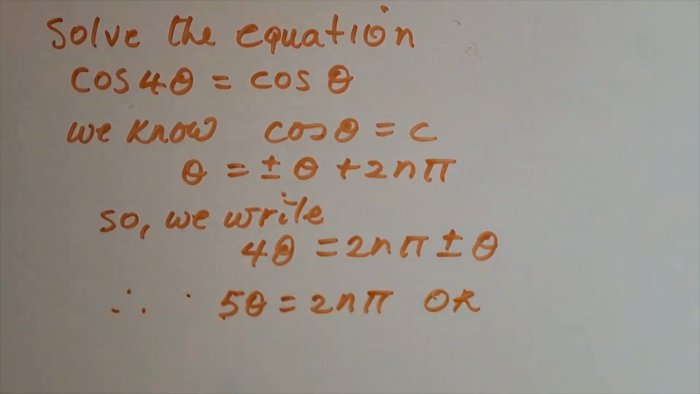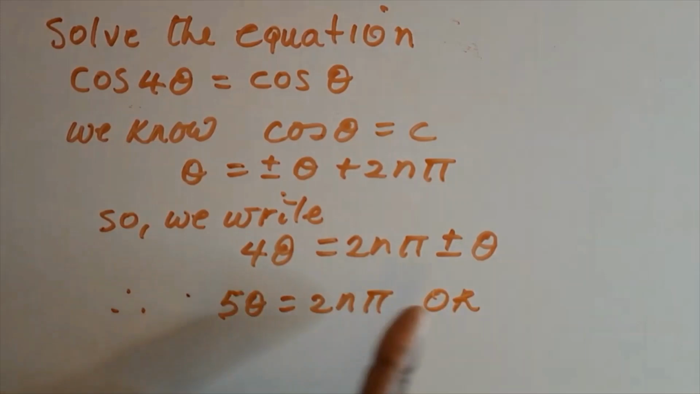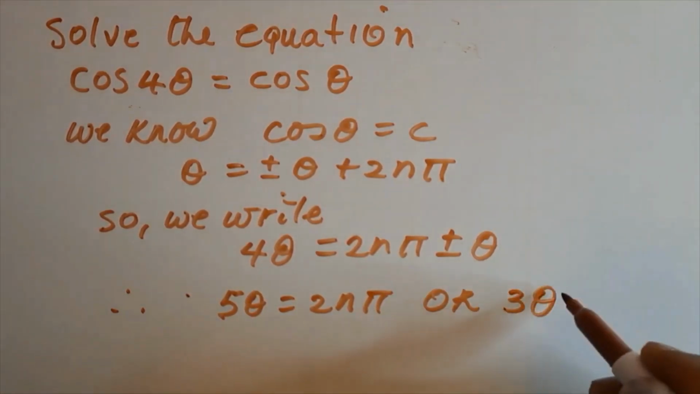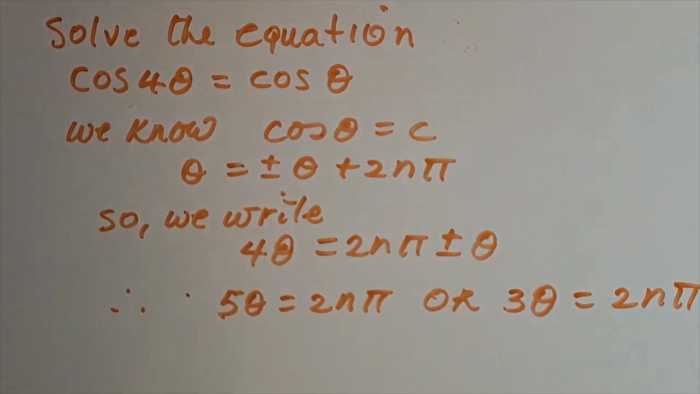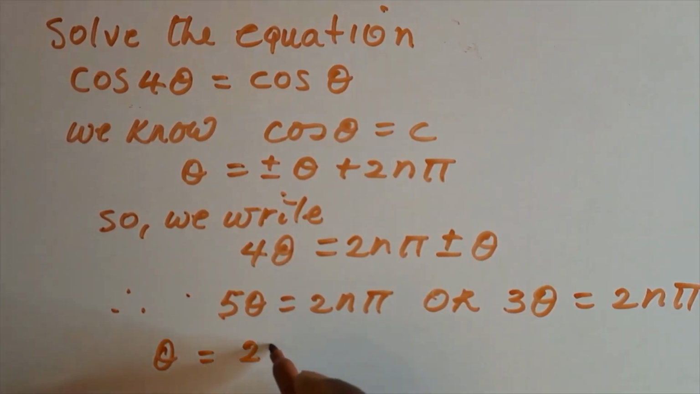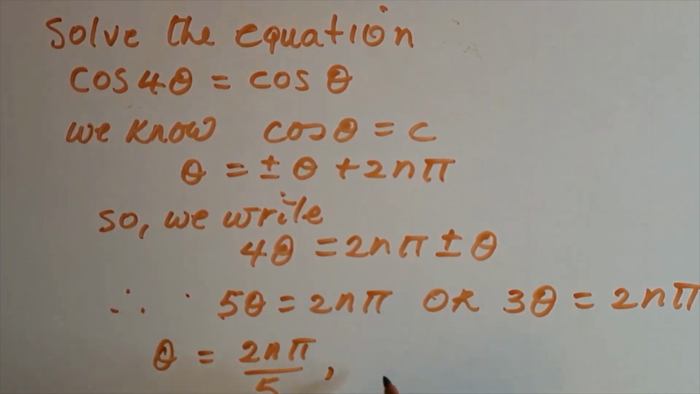Or we can have 4 theta with plus theta. When we take it to the other side, we have 3 theta is equal to 2n pi. So now theta can be equal to 2n pi over 5, or we can have theta being 2n pi over 3.